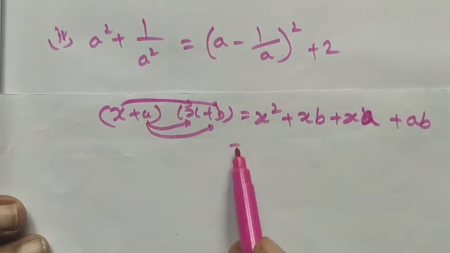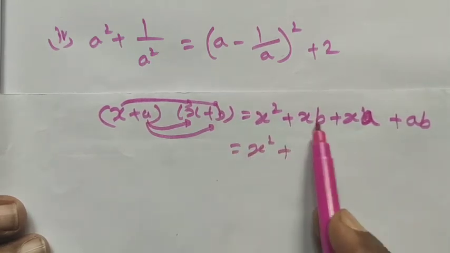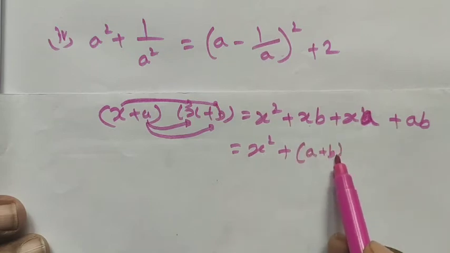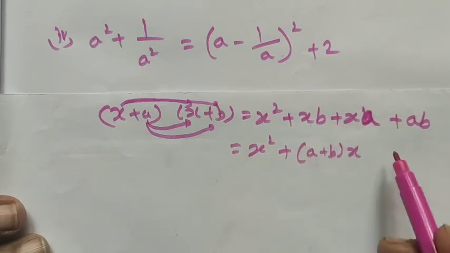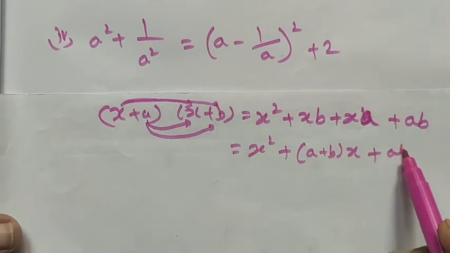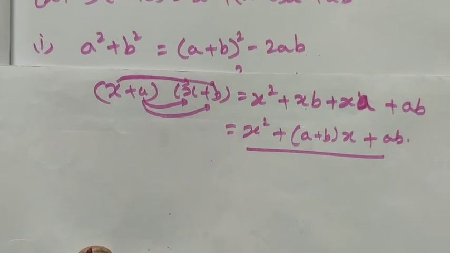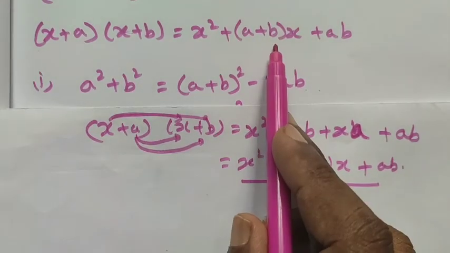Now here we have the common term, x will be taken out commonly, so we have (a plus b), b plus a or a plus b, both are the same, right? Plus x plus ab. So now this is the RHS set. In this format we can find the RHS value.